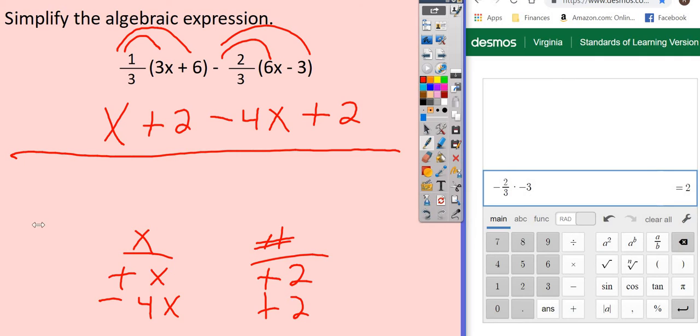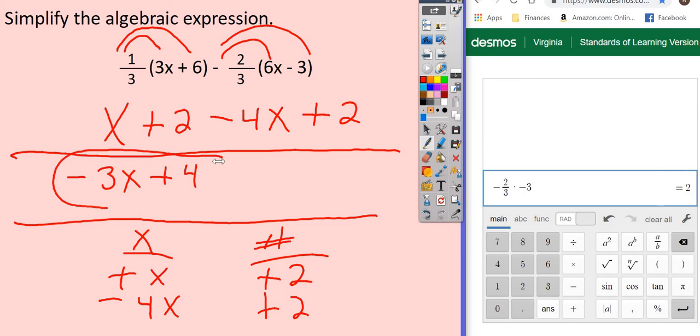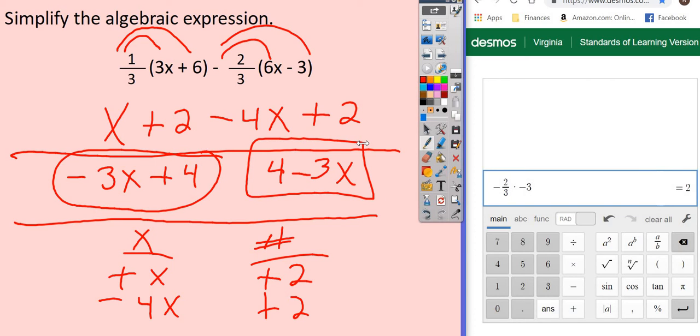So let's go ahead and write our answers out. Positive x and negative 4x gives you negative 3x, and positive 2 and positive 2 gives you a positive 4. Or it could be written this way as well. Either is correct. Again, if you want to use your calculator, you know there's an invisible 1 in front of that first x. Minus 4 gives you a negative 3x. That's how I got that. And then, of course, the positive 2 plus positive 2 gives you the positive 4.